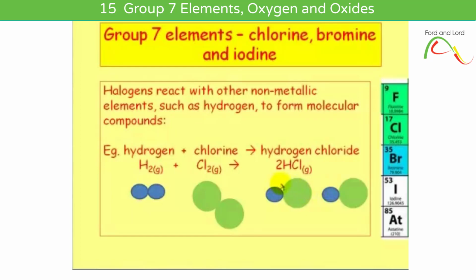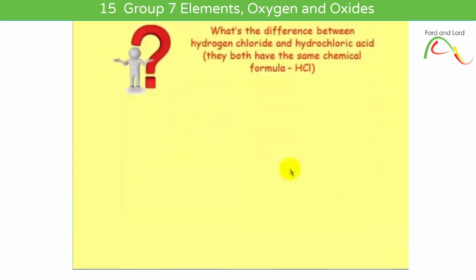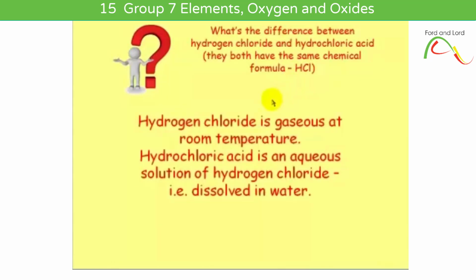Now, hang about, you've seen this before: hydrogen chloride, HCl. It may be because you've seen it as hydrochloric acid. So the question here is, what's the difference between hydrogen chloride and hydrochloric acid? I mean, hang on a bit, they've both got the same formula, HCl. So what exactly is the difference? Well, this is the basic difference. Hydrogen chloride is a gas at room temperature, whereas hydrochloric acid is an aqueous solution, i.e. it's dissolved in water. And that is simply the difference between the two.